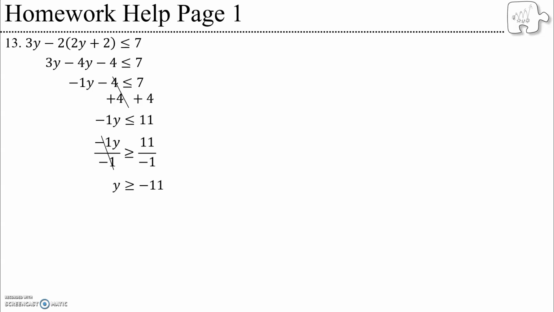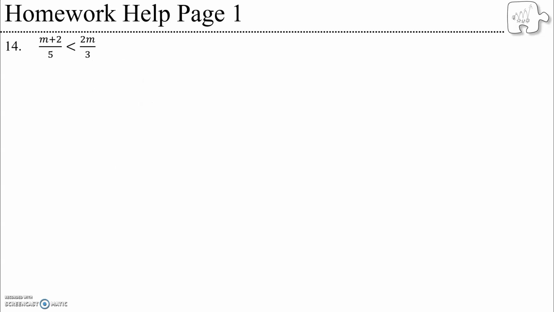And now we're going to go to problem 14. I'll give you a second just to get this down. All right, so 14. We have a proportion problem. When we do proportions, we're cross multiplying. And if you have a proportion inequality like this, if one of these bottom numbers is negative, then you switch the direction of the sign.